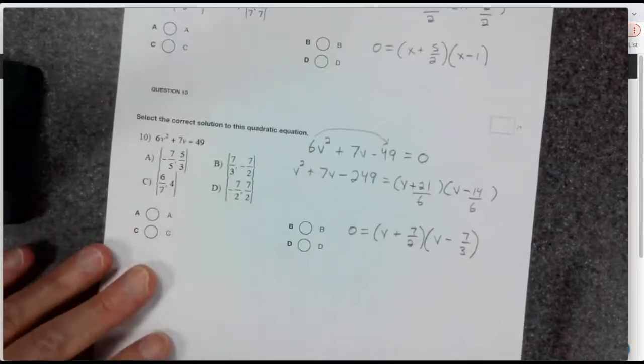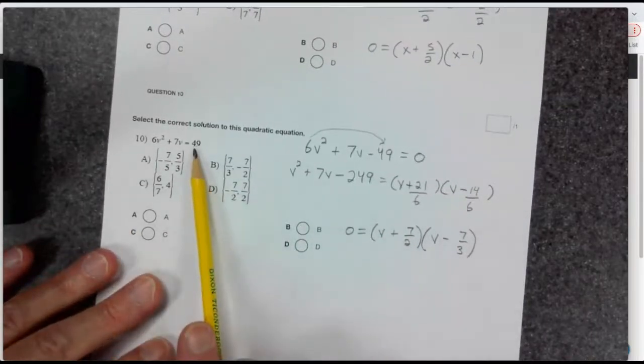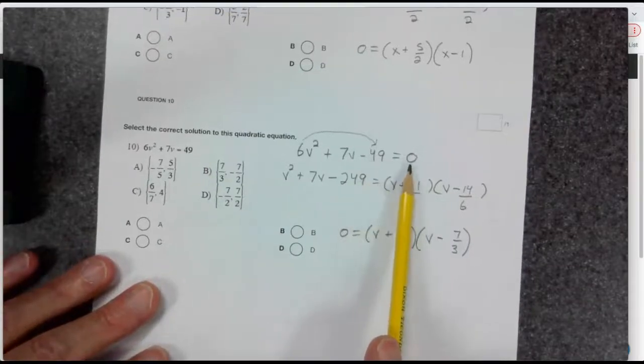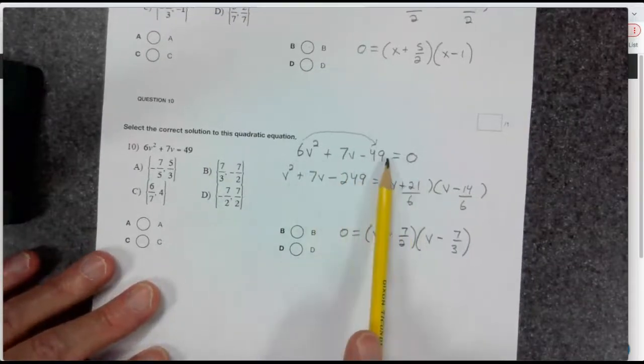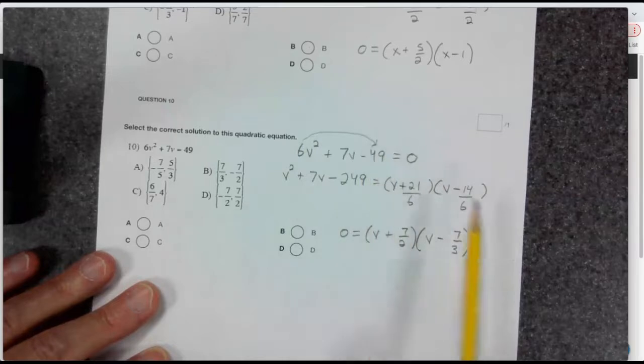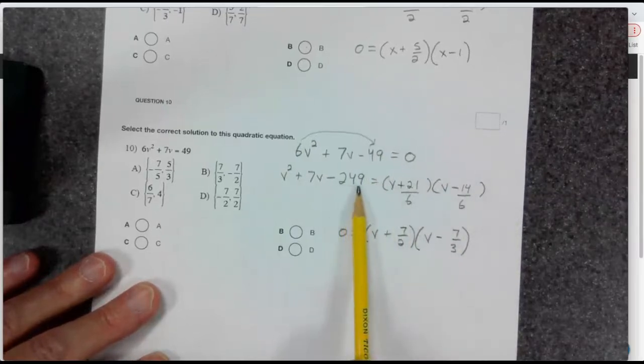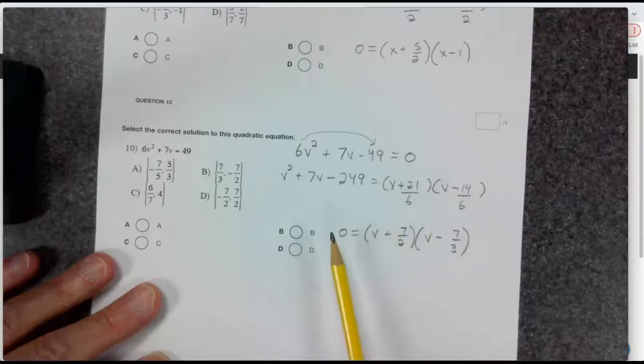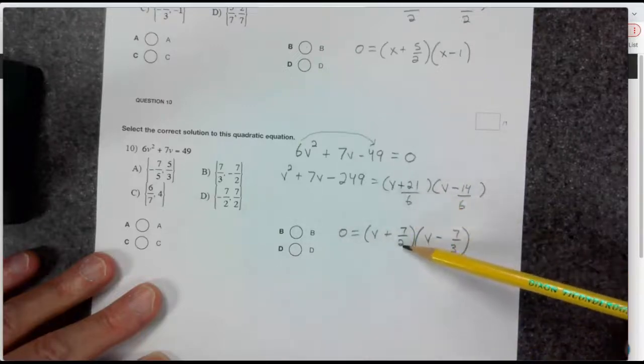Number 10, last one, standard form first again, subtracting 49 from each side, so it's negative 49 now, and this side is 0. It required the slide method, so I slid back to 6, got 249. Okay, it was a little hard to find, but I found it, 21 times 14. All right, divided the slide, which was 6, and all I had to do was simplify.